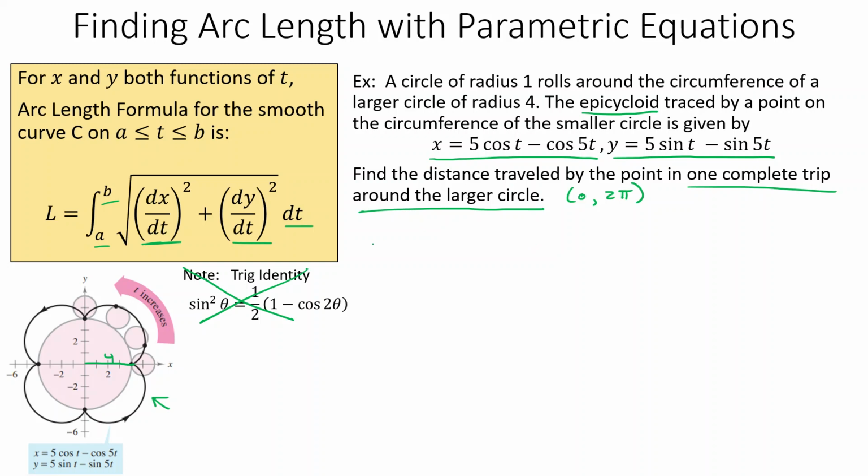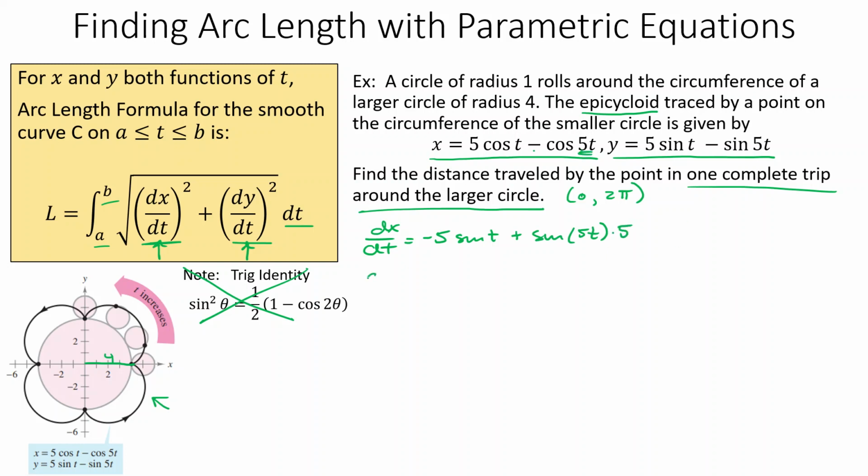All right, so what we need is dx/dt and dy/dt, and then we can just put it in this formula. So dx/dt is the derivative of this guy with respect to t. The derivative of cosine is negative sine, so we get negative 5 sine of t, times another derivative of cosine. So we already have a negative out front, so that'll make that plus sine of 5t, times the derivative of the inside, chain rule, so times 5.